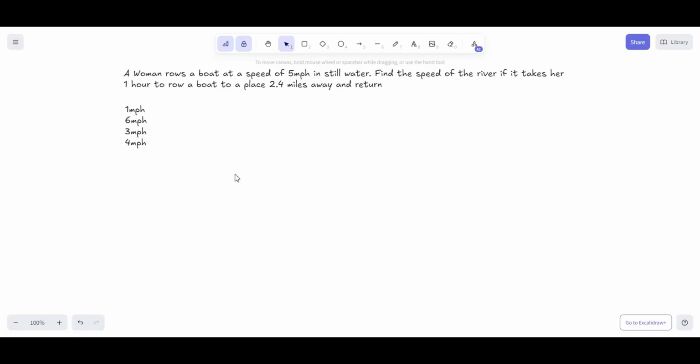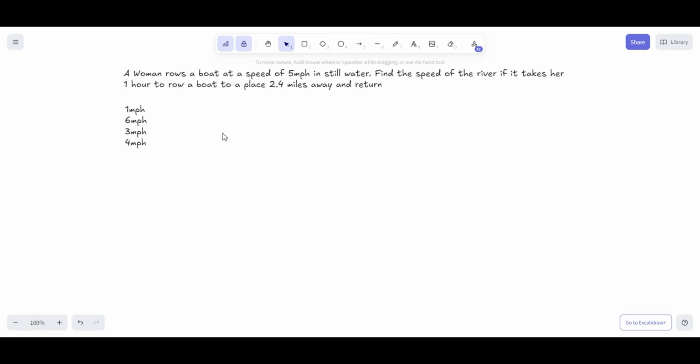So this question was asked in TechMahindra this year. So let us read out the question. A woman rows a boat at a speed of 5 miles per hour in still water. Find the speed of the river if it takes her 1 hour to row a boat to a place 2.4 miles away and return. So what we have to do is check for upstream and downstream both.